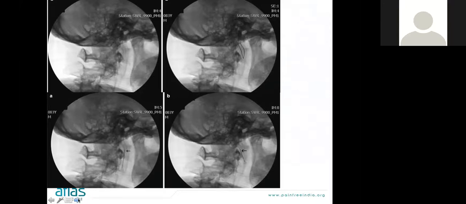You just hit the bone and then you walk off posteriorly and inject some contrast, because there are a lot of vessels in very close proximity, including carotids and internal jugular veins, and there are a lot of other nerves apart from the glossopharyngeal nerves. So you've got to be very, very careful.